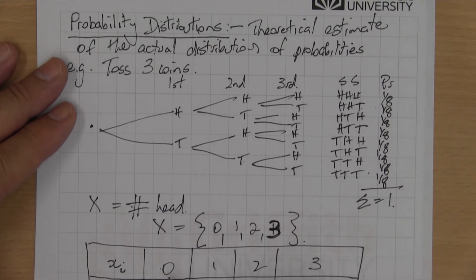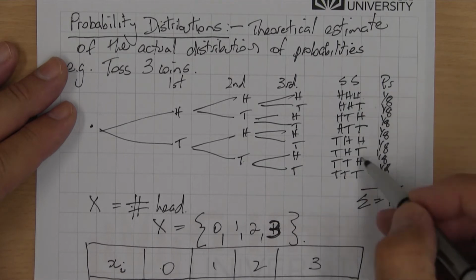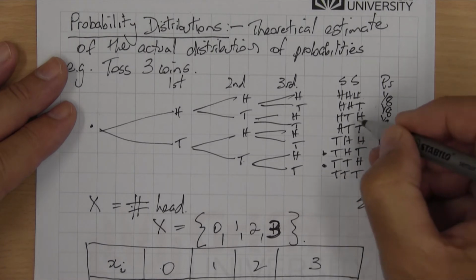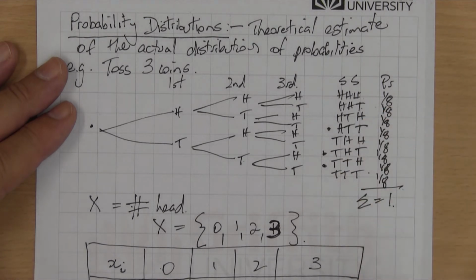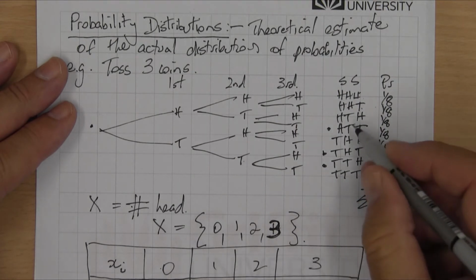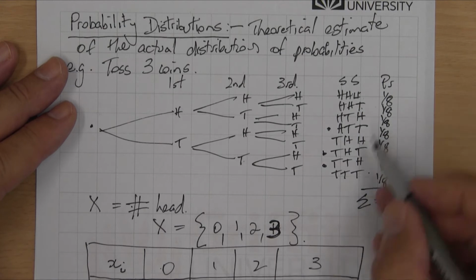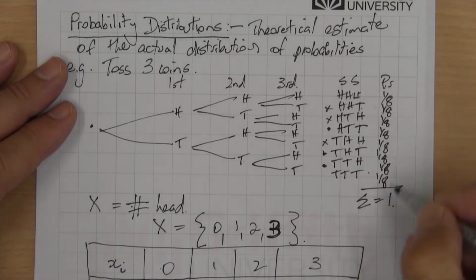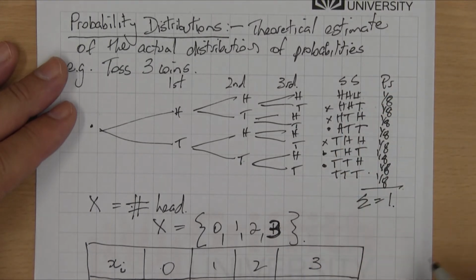So 0 heads, how many times here do 0 heads occur? Only once, so that'll have a probability of 1 on 8. How many times here do we have 1 head? So we've got this one, and this one. So there's 3 of those, so this will be 3 over 8, 3 lots of 1/8. How many ways up here do we have 2 heads? So we've got that one, and that one. So once again there are 3 of those. And how many ways do we have 3 heads? There is only 1 of those, so 1/8.